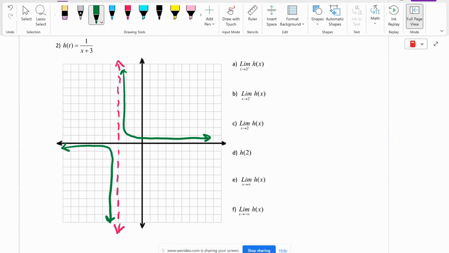I have the parabolas. Okay, so now that we have our graph, now we can figure it out. What's the limit as x approaches 2 from the positive direction? This all should have been 3s. Sorry, guys, let's change all these to 3s. We're going to change this as x approaches negative 3 from the positive direction, as x approaches negative 3 from the negative direction, as x approaches negative 3, and then h of negative 3. We changed all those. I changed a, b, c, and d.